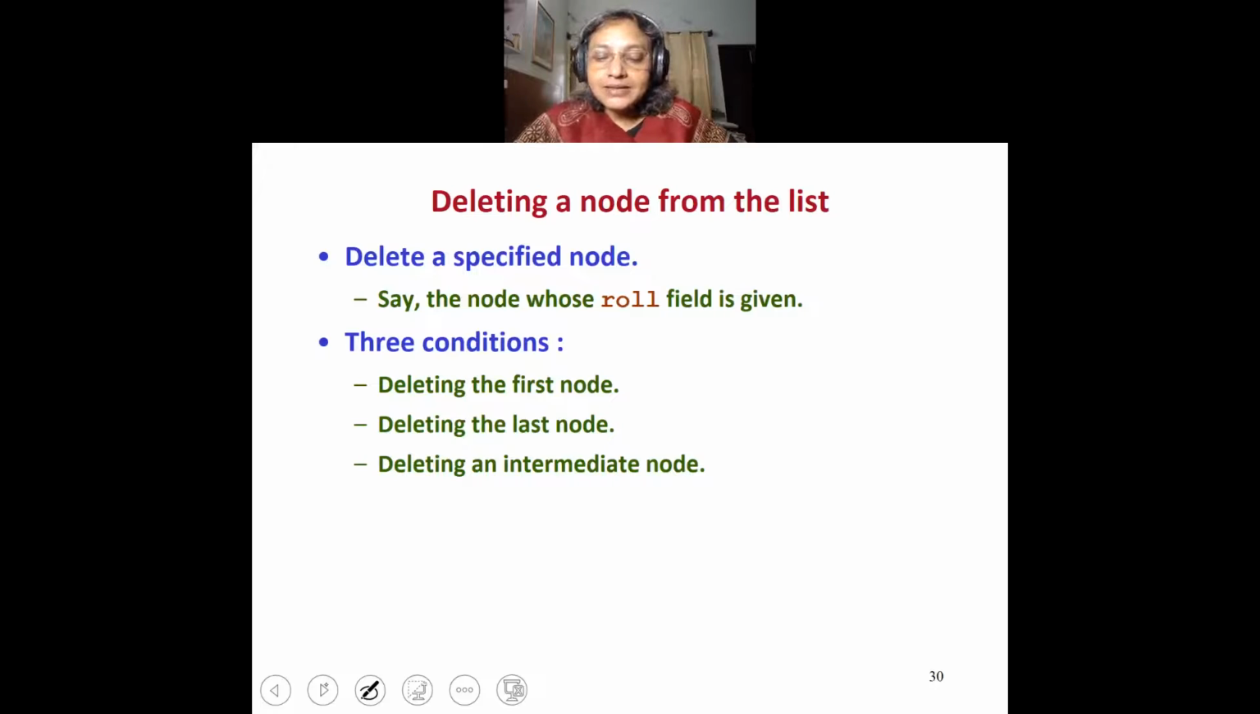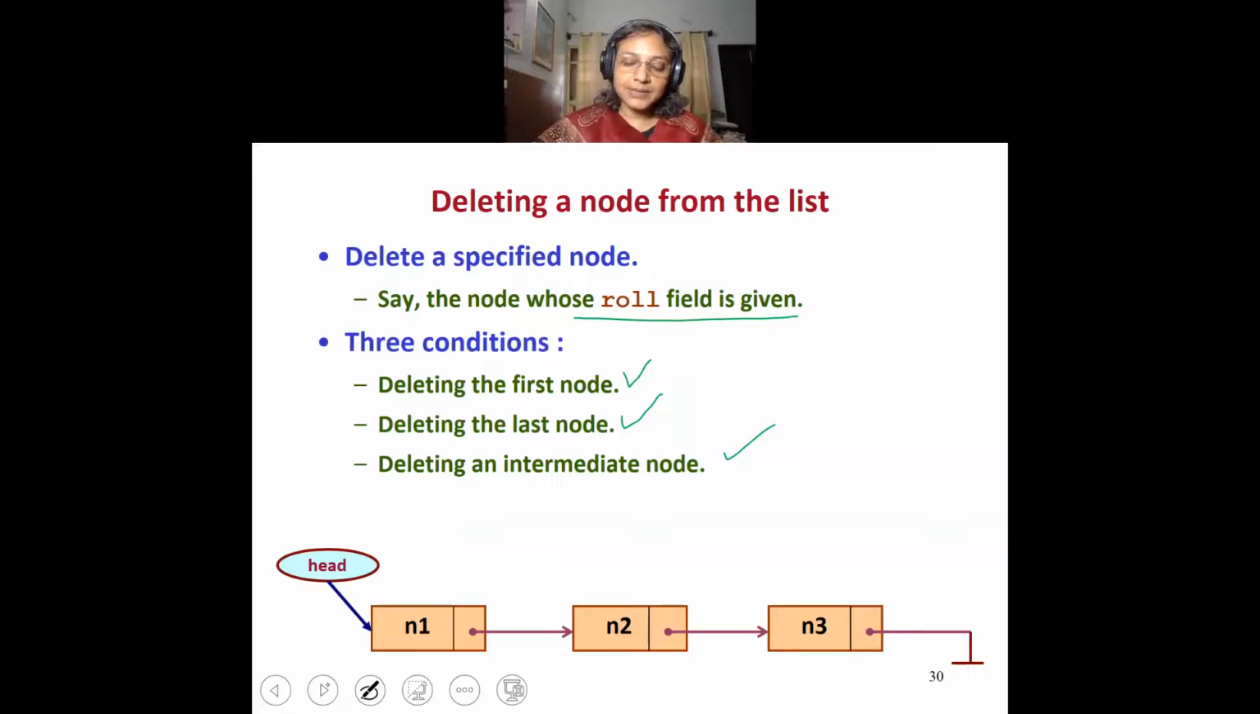Next, let us look at how to delete a node from a list. So let us say we want to delete a specified node, say a node whose roll field is given. So again, we have to worry about 3 conditions. One, when we want to delete the first node. Second, when we want to delete the last node. Third, when we want to delete a middle node. So deleting the first node is case 1, the last node is case 2, and the middle node is case 3.